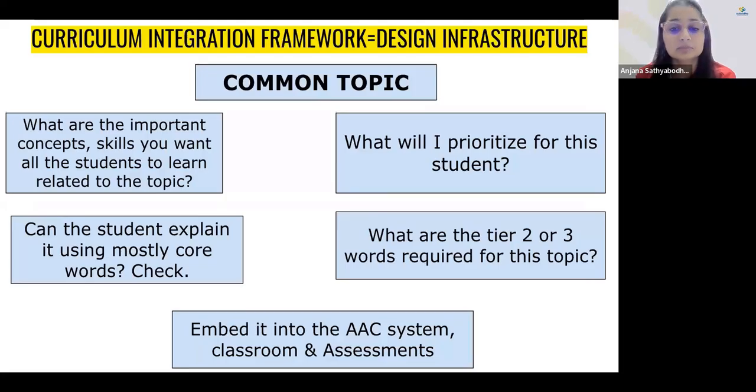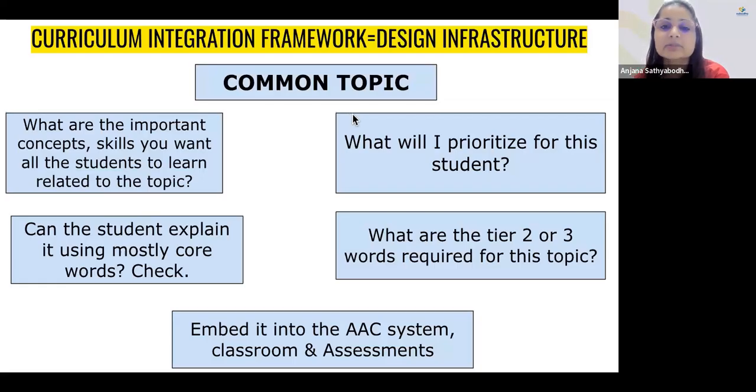Okay, so now going into some depth with regard to curriculum integration or topic lesson integration. This is a framework that educators can use. The SLP and special educators together can collaborate and use this sort of framework. Whenever you have a lesson or a topic, you have a common topic for all the students, right? As a teacher, you have to think about what are the important concepts or skills you want all the students to learn related to this topic.